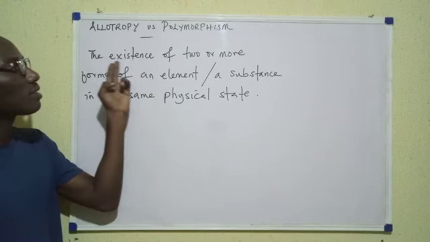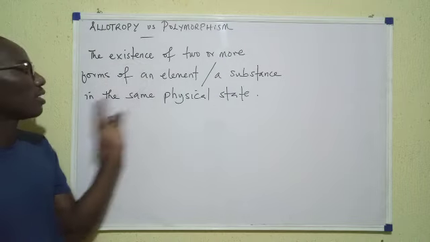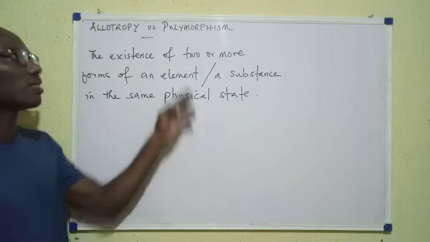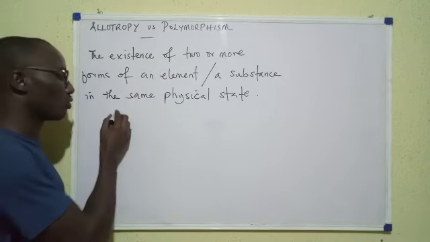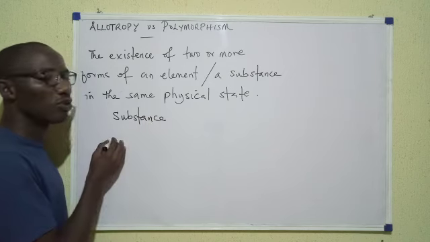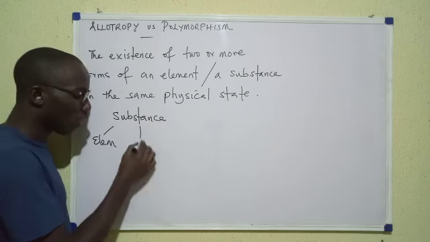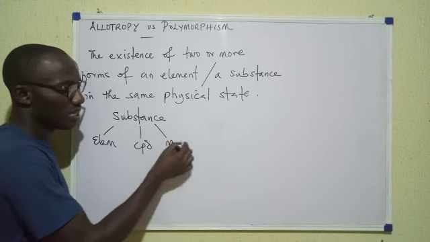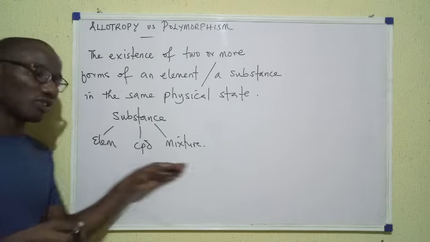Whereas the existence of two or more forms of a substance in the same physical state, that's the definition for polymorphism. Now, in basic chemistry, the word substance can refer to any of the following three things. It could be an element, it could be a compound, and it could be a mixture. All right? So substances can be of these three types.